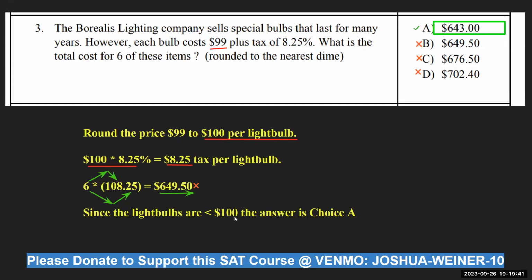Since the light bulbs are less than $100 each, it eliminates B, C, and D, which the writer of the SAT knows. So that student has used estimation, saved time, and has the correct answer A.